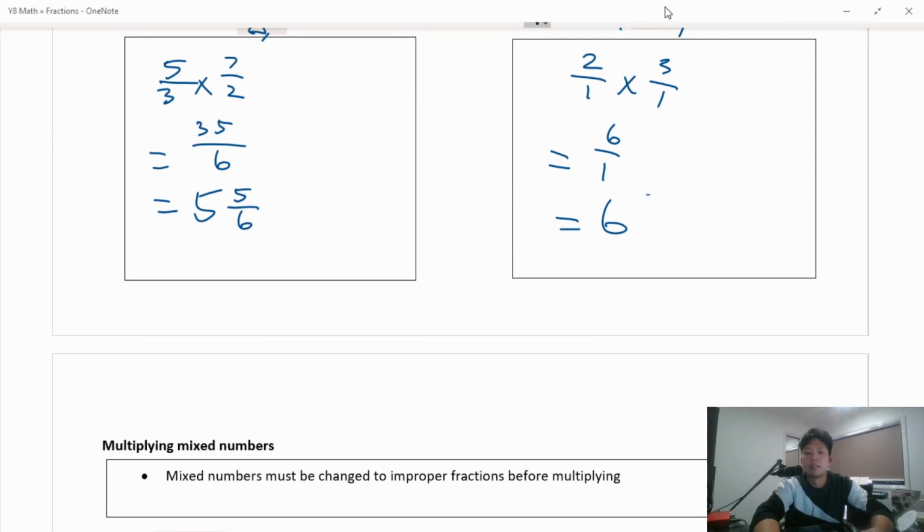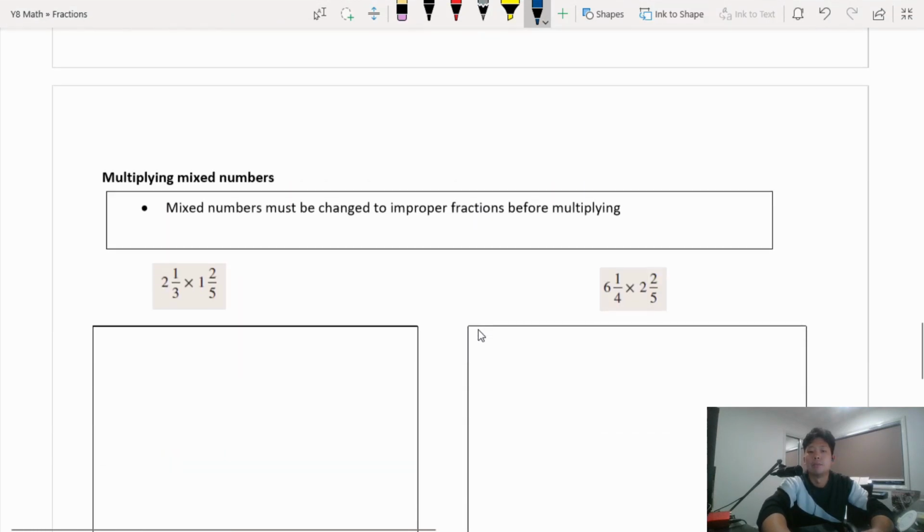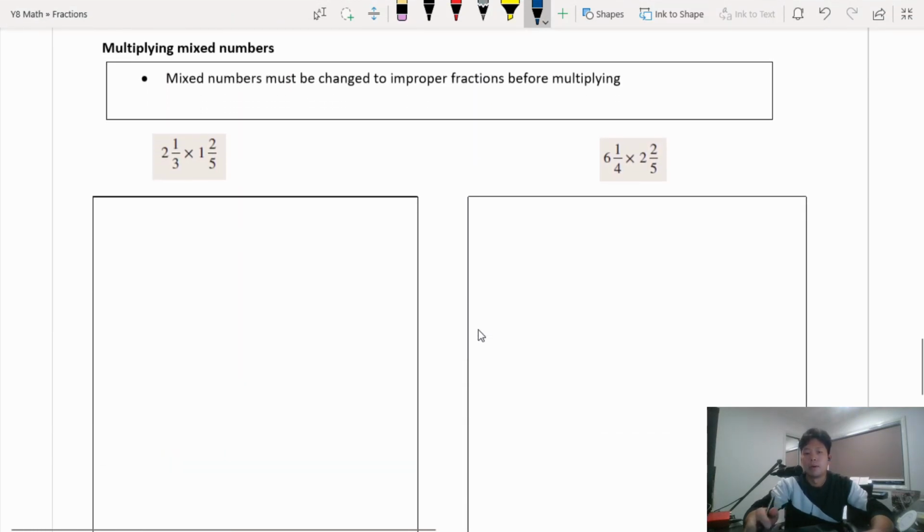And moving on, this is the last topic, multiplying mixed numbers. So mixed numbers must always be changed to improper fractions before multiplying. We learned this before. This is a quick recap. When changing mixed numbers to improper fractions, just multiply that big number by the denominator. That gives us 6, and then add the numerator. So that gives us 7 over 3. Same thing here, 5 times 1 plus 2. That gives us 7 over 5.